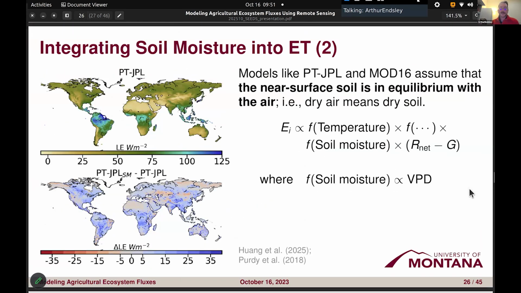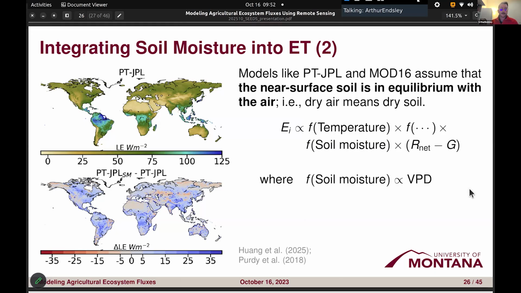So how do we get soil moisture into ET models? Well, in Mod 16 and in PT-JPL, we don't have soil moisture, but we do have something like it. These models have long assumed that the near surface soil is in equilibrium with the air. So if you have drier air, you have drier soil. This is generally true on longer timescales, though obviously not on short timescales. That would look something like constraining this flux with a soil moisture function that is proportional to the vapor pressure deficit. This is a necessary simplification because we didn't have gridded soil moisture data.